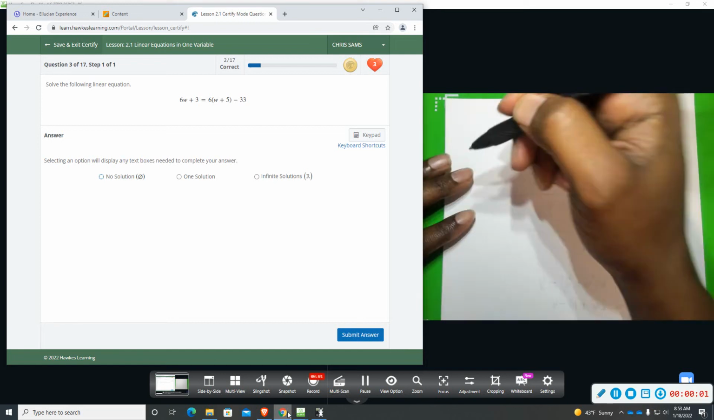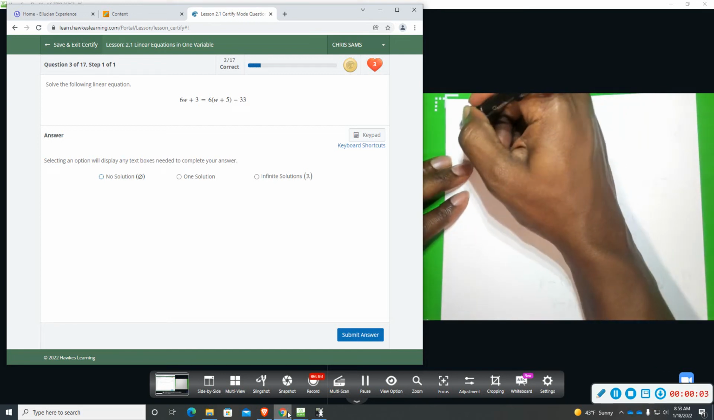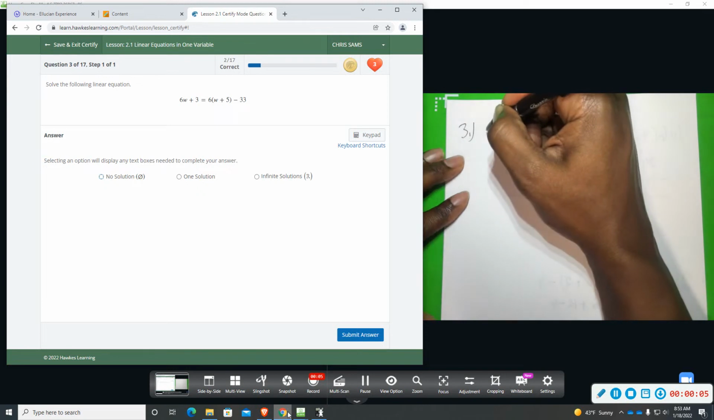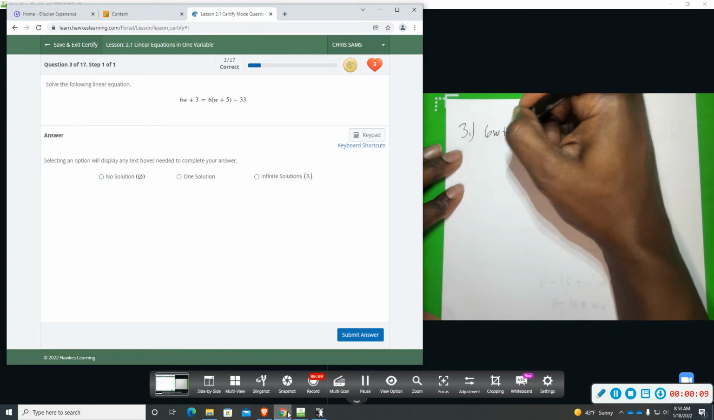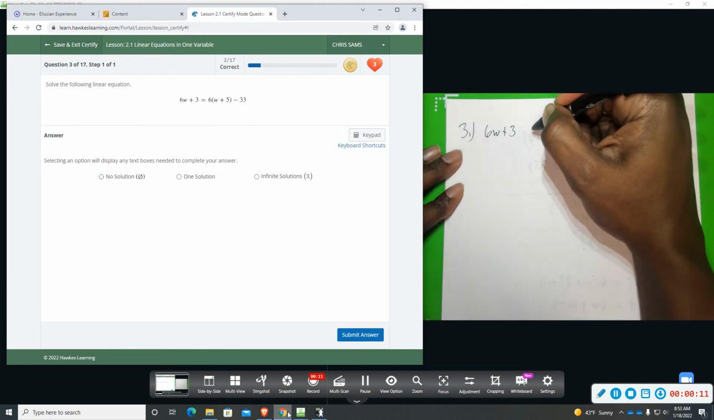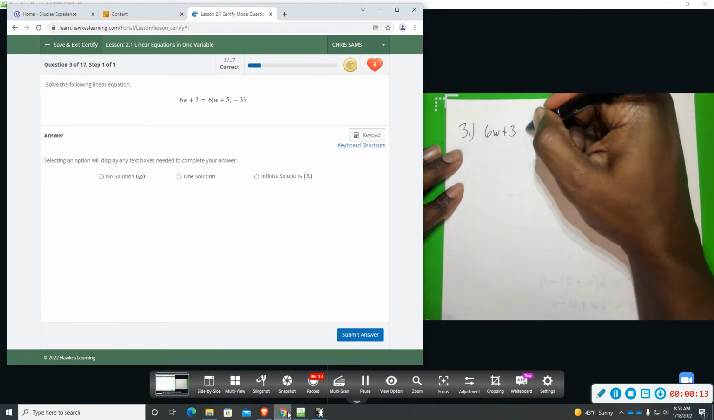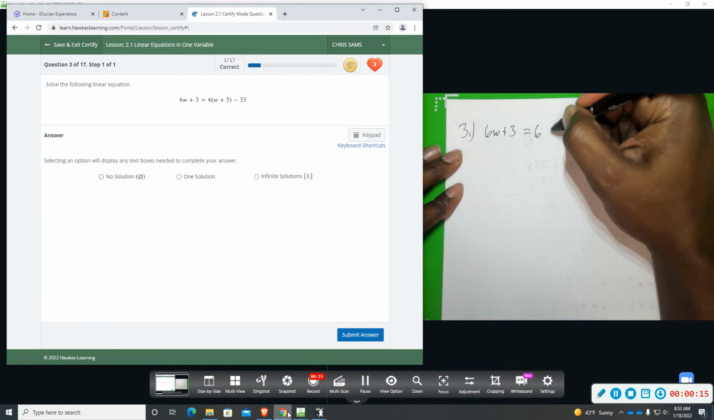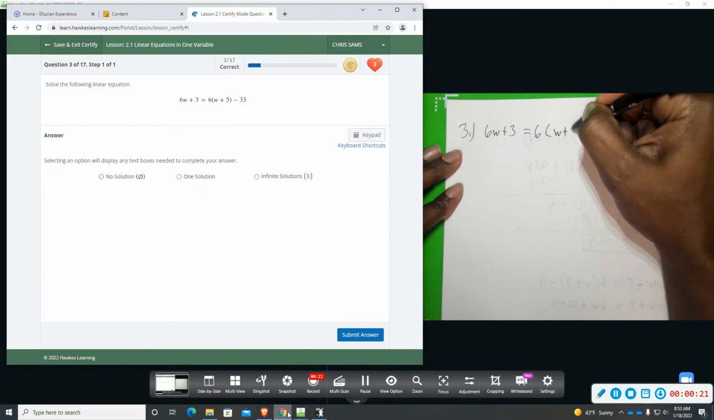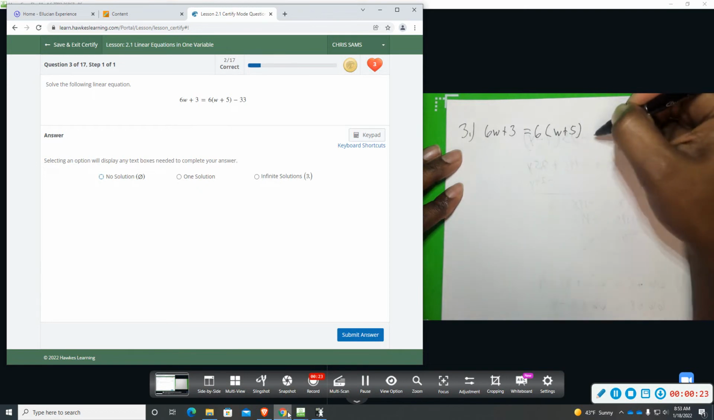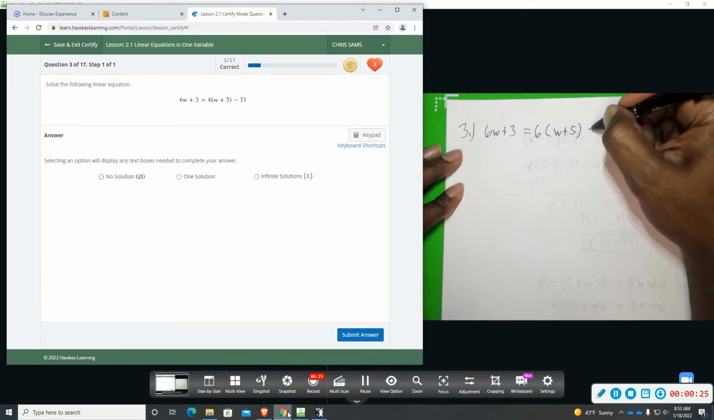Alright, problem number 3, same type. We have 6w plus 3 equals 6 times the quantity w plus 5, minus 33.